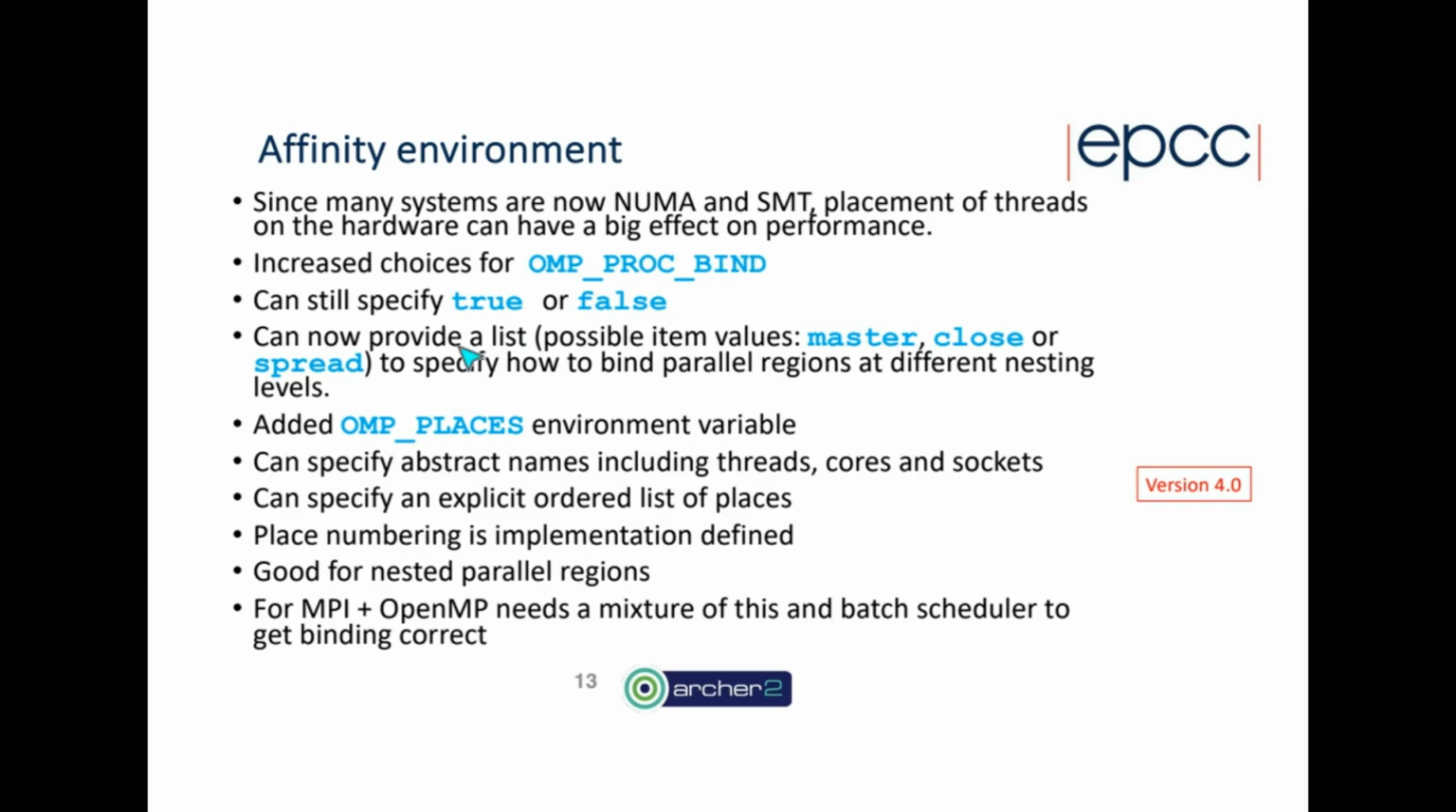You can now also provide a list, with values which include master, close, or spread, which specify how to bind parallel regions at different nesting levels. I'll talk a little bit about how these work. Basically, master says put them in the same place as the parent thread, as we're thinking about nesting here. Close says put them next to each other, but not in the same place, as close as you can in the hardware hierarchy. Spread says spread them out across the hardware as much as possible.